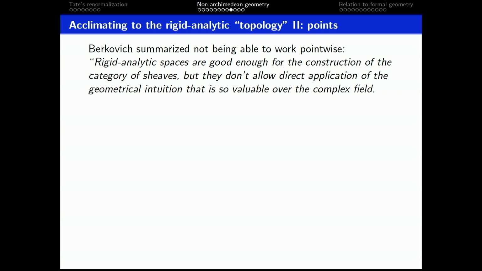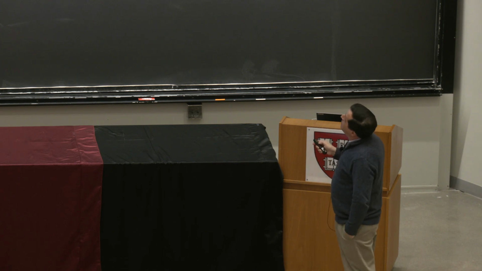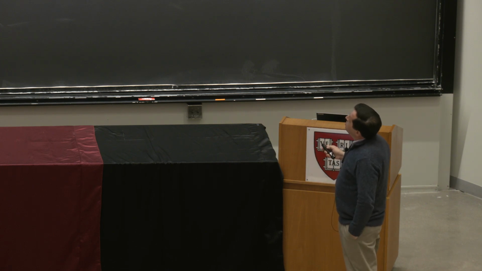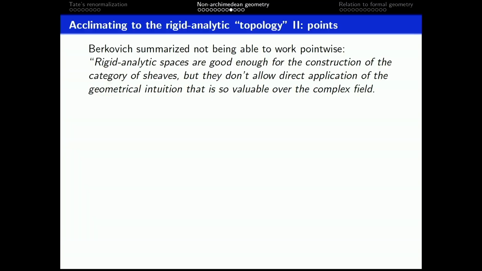So there were two approaches that both emerged in the early 1990s. One by Berkovich, who has his Little Red Book. In the introduction to his Little Red Book, he makes some historical comments. In particular, he observes that Tate's approach gives you a good category of sheaves. But the problem is the lack of pointwise arguments prevents the direct application of geometrical intuition that you have over the complex numbers.